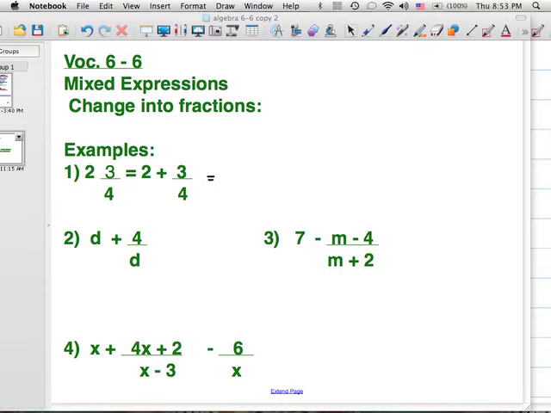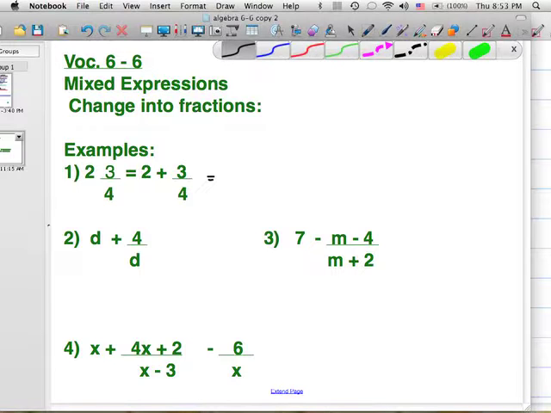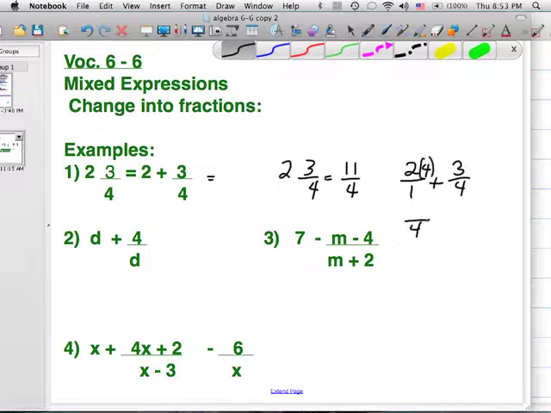If I take 2 3/4 and change it into a fraction the old way, we multiply the 4 times 2 and add the 3, so we got 11/4. In the new way that we're going to be doing it, because we're going to have polynomials, we put the whole number over 1, and then the 3/4, and then find the least common denominator, which of course is 4. So we multiply the top by 4 here, we get 8/4, added to the 3/4 gives us the 11/4.